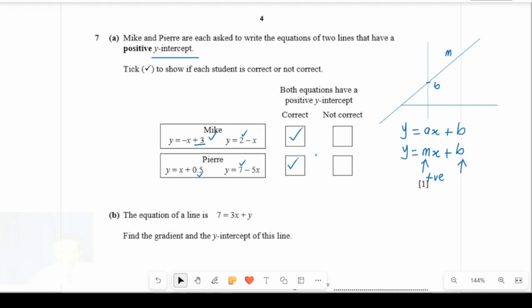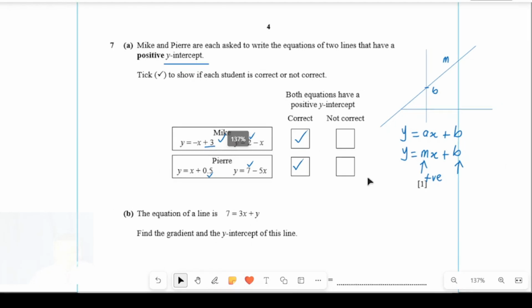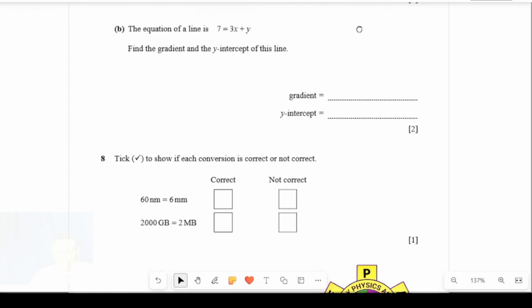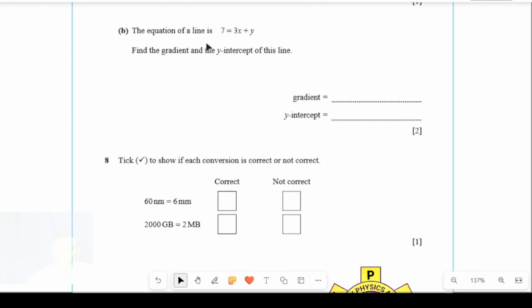Now, question 7b. The equation of the line is 7 equals 3x plus y. Find the gradient and the y-intercept of the line. I think I've already explained this before. So let's rewrite it in the form of the equation of a straight line.